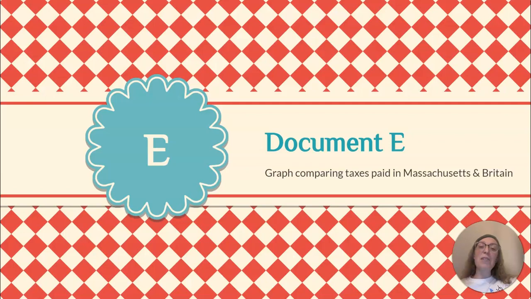This video covers document E for our Stamp Act DBQ. This is the last and shortest document. It is a graph comparing taxes paid in Massachusetts and in Britain.